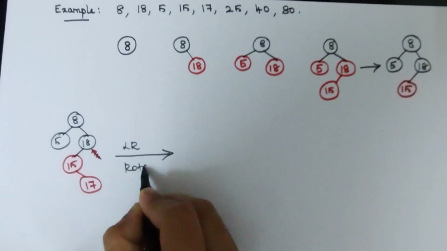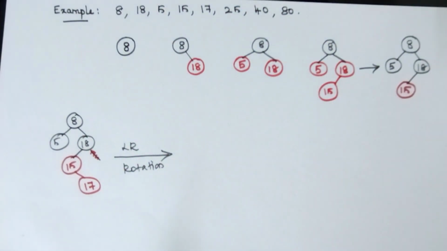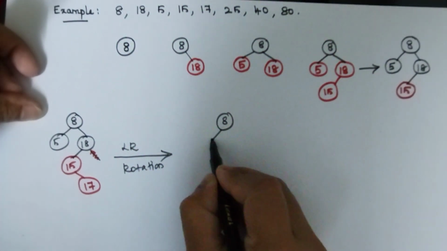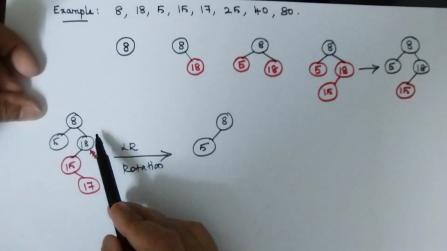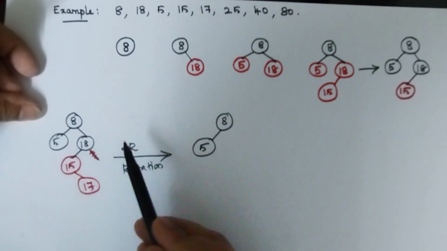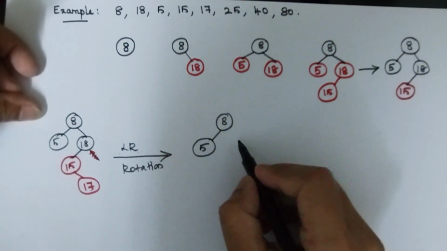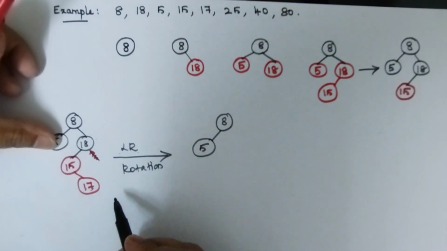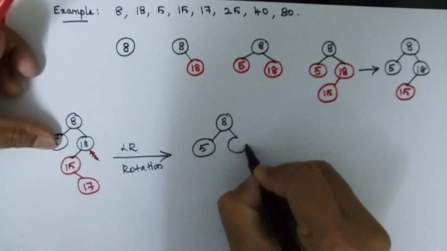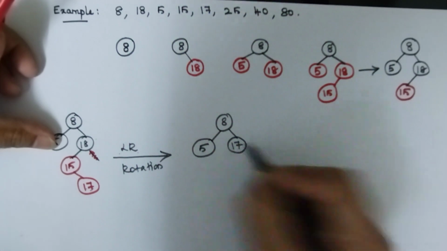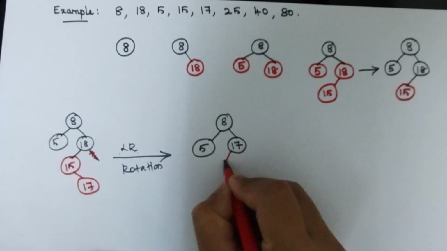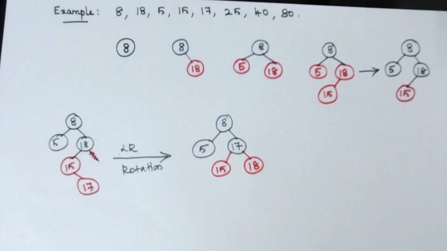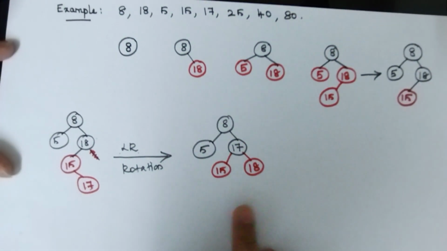So what will the tree be? How will the tree become? 8 as usual is the root node. There is no change in 8, and 5 will be on the left hand side. Now we'll be taking only these 3 nodes. If we apply double rotation, that is LR rotation, the tree will be like this: 17 becomes the root node, and 15 and 18 become the children of 17. So 17 becomes a root node, 15 will be the left child and 18 will be the right child of 17. This is what we are doing with LR rotation.